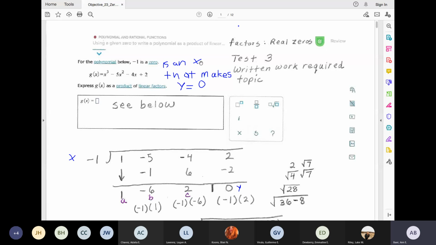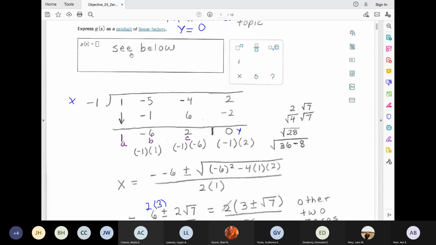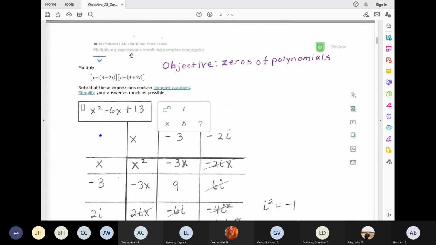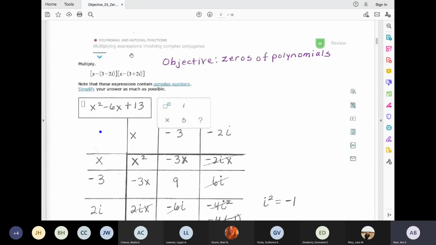We're going to now next start the objective that is due this Sunday night. This is the only topic in this objective that is due Sunday night that doesn't involve zeros. So I want to take a look at it first. It's a nice little warm-up.